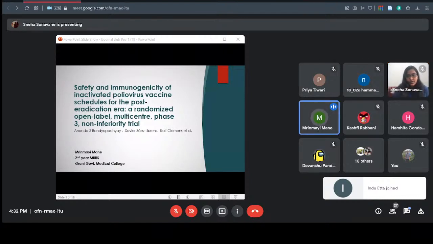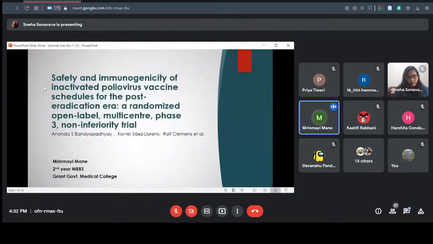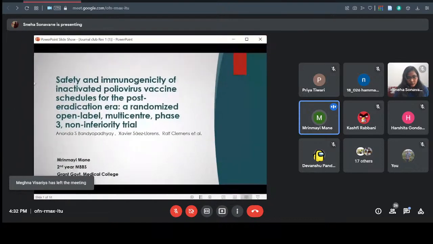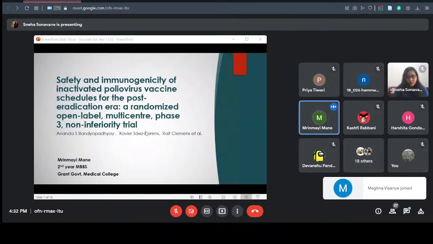So good evening, everyone. I'm Mrinmayi, a second year MBBS student at Grand Government Medical College. Today I'll be presenting the paper Safety and Immunogenicity of Inactivated Polio Vaccine Schedules for the Post-Eradication Era, a randomized open-label multicentre phase 3 non-inferiority trial. Before we proceed further with the paper presentation, there are a few terms that you should be aware of in order to understand this paper.